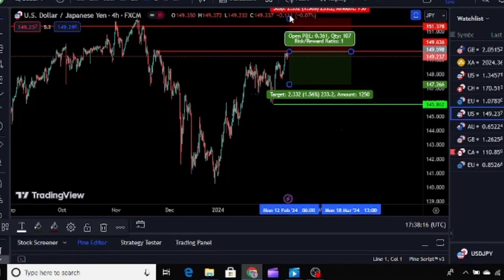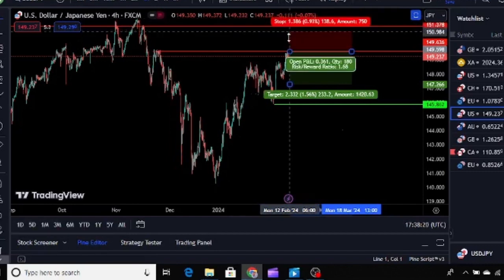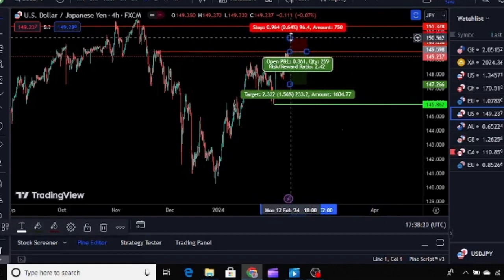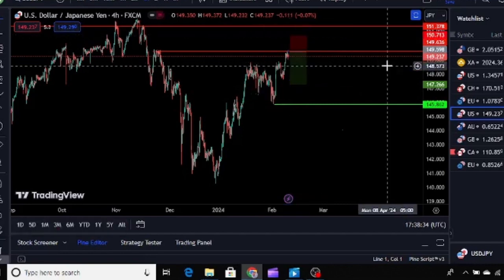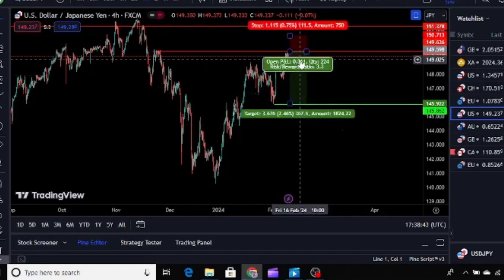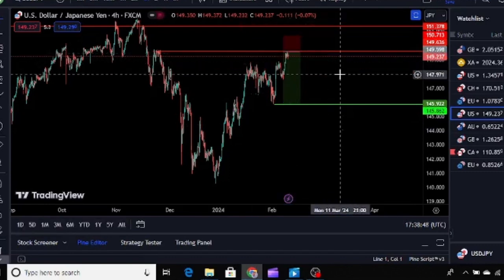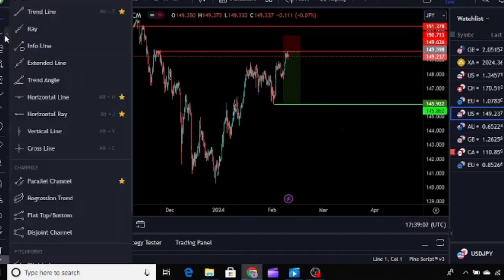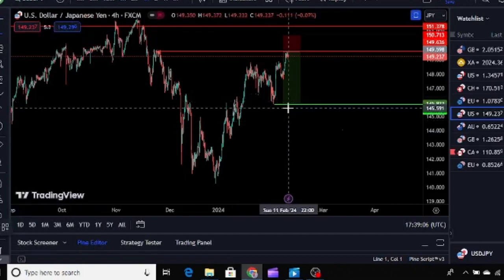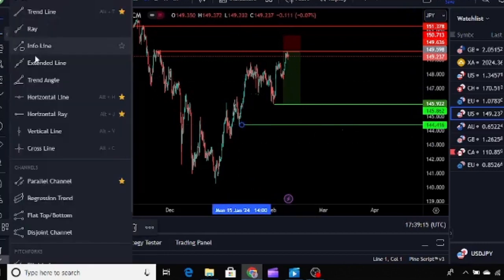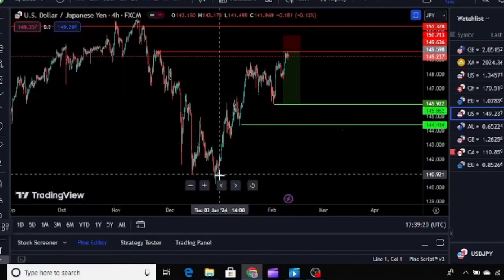If you are a Forex trader, you know what this means, right? This is our stop loss, which we put here, and this is our profit. So we are ready for the market now. Once the market opens, we are ready. We did our analysis. Here is our take profit one, here is our take profit two, and here is our main target.